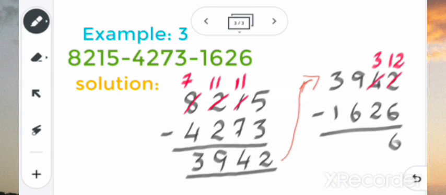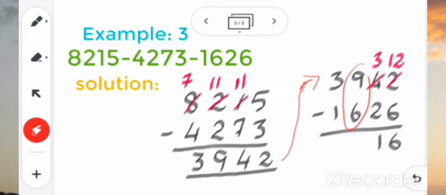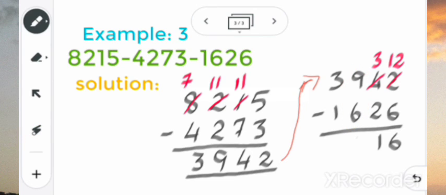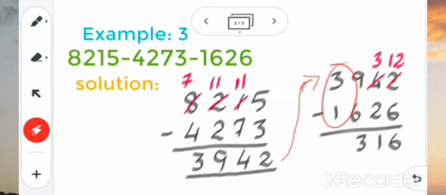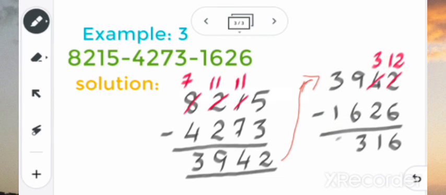So here it will be 6, and here we have now 3 and 2. So 3 minus 2, it will be 1. Again we have here 9 minus 6. 9 minus 6, it will be 3. Again we have here 3 minus 1. 3 minus 1, 2.